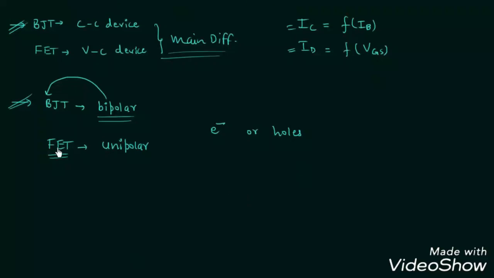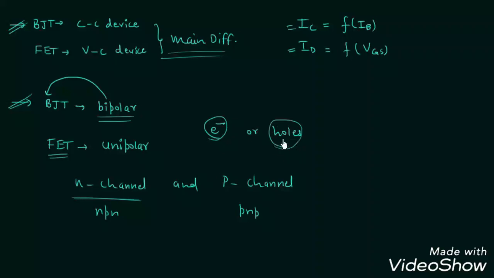And in case of FET, we have N-channel FET and P-channel FET, like NPN transistor and PNP transistor. When the FET is dependent on electrons only, then we call the FET N-channel FET, and when FET depends only on holes, we call that FET P-channel FET. FET can be used for amplification as well as switching.